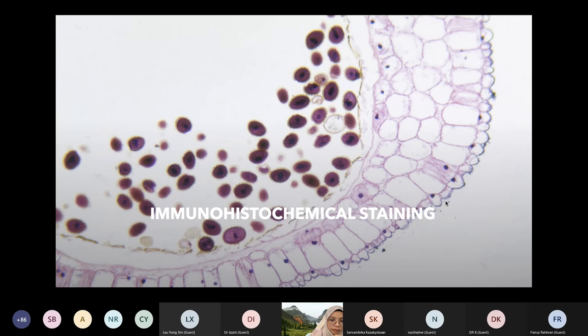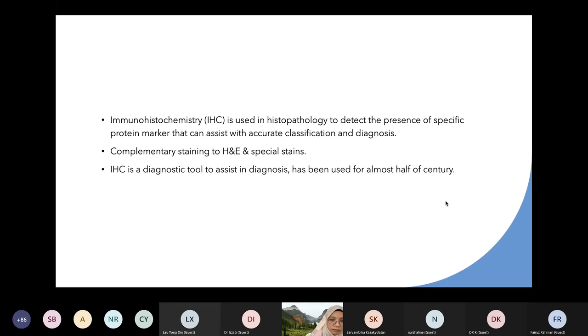Okay, now let's move on to immunohistochemical staining. Just for basic knowledge, immunohistochemistry, or what we call IHC staining, is used in histopathology to detect the presence of specific protein markers, which can further assist with accurate classification and diagnosis of difficult cases. It is a complementary staining to routine stain H&E and special stains, and nowadays it has been used as a diagnostic tool to assist in diagnosis, and it's been used for almost half a century.